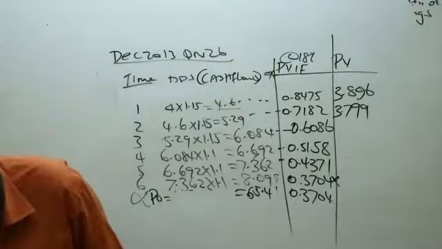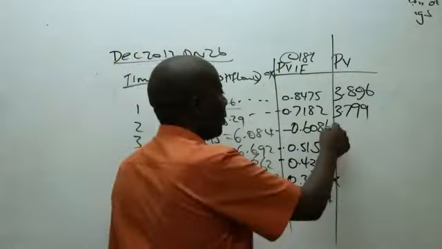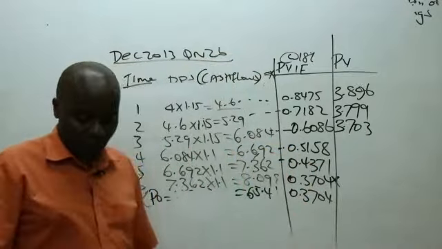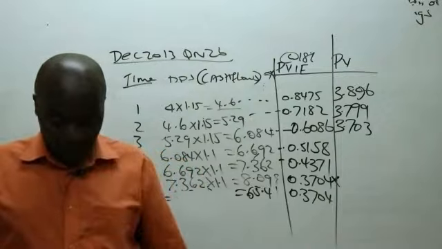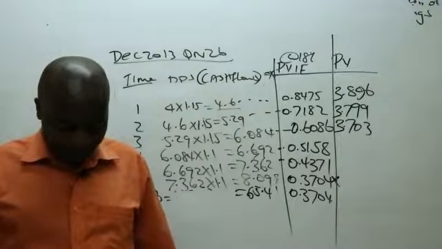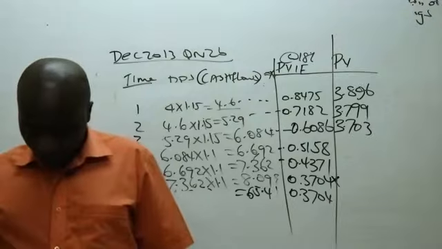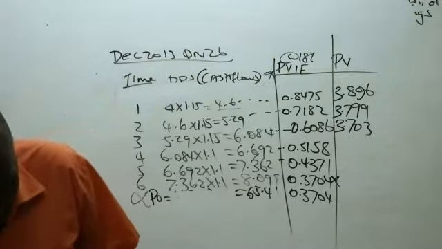So I'm being given the next figure as 3.703. Thank you very much. Please give me all the others very fast so that I can get out of this particular question. So we have the next one as 3.452.